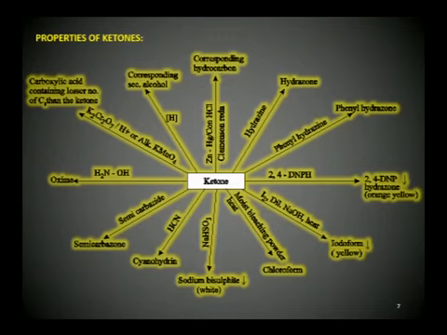As we had seen in aldehydes, ketones also react with hydroxylamine to produce oximes. Ketones react with phenylhydrazine to produce phenylhydrazone. Ketones react with 2,4-dinitrophenylhydrazine to produce 2,4-dinitrophenylhydrazones, which is an orange-yellow colored precipitate or orange crystalline precipitate.